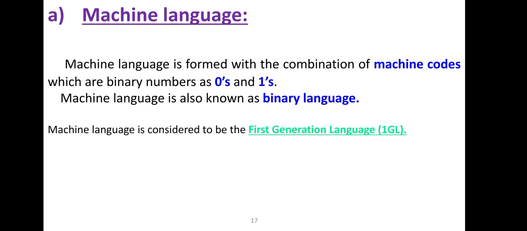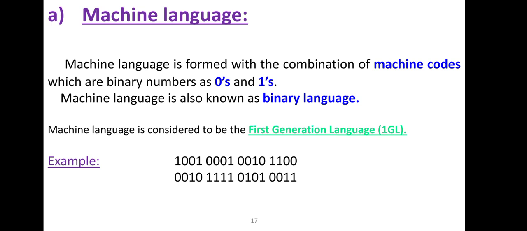So these machine languages are considered to be first generation languages. The code, whatever instructions we have given in the form of programs, consists of a combination of zeros and ones. The sequence will differ, then the meaning will differ. It is very difficult for the user to understand, but it is very easy for the hardware components.